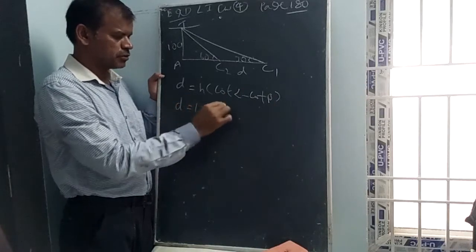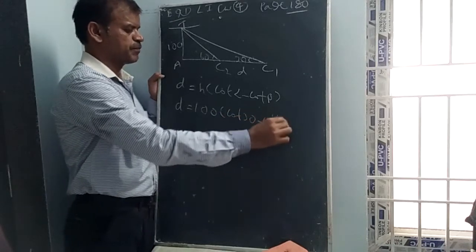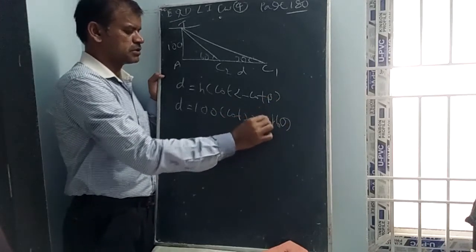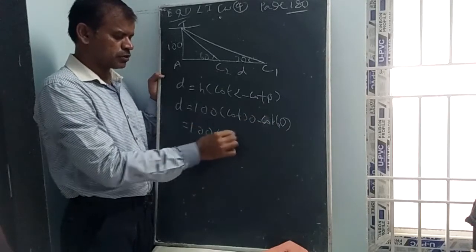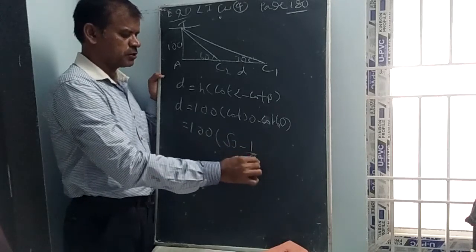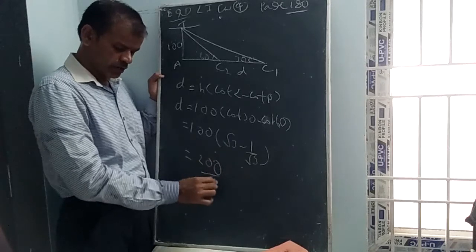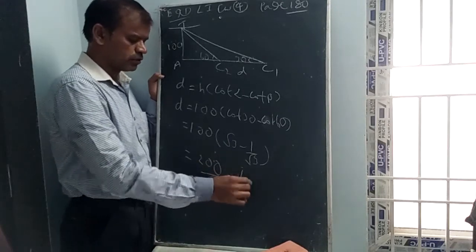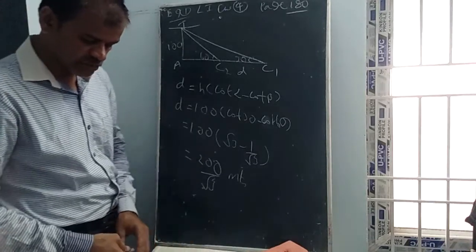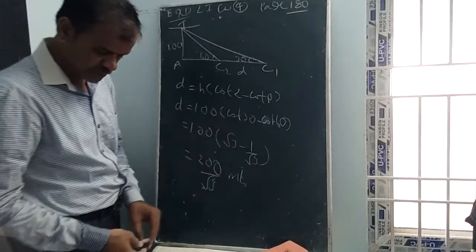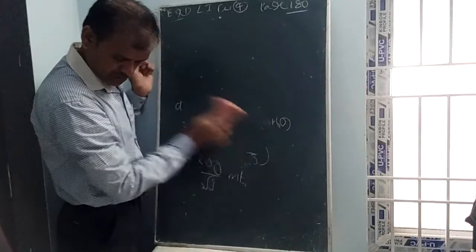H means 100 here, so h into cot 30 minus cot 60. That is equal to 100 into cot 30 value root 3 minus cot 60 value 1 by root 3. Take the LCM root 3, so it becomes 200 by root 3. That's all. 200 by root 3 meters is the distance traveled by the car between the first position and second position. Now let us see the fourth question of level 1, page number 183.